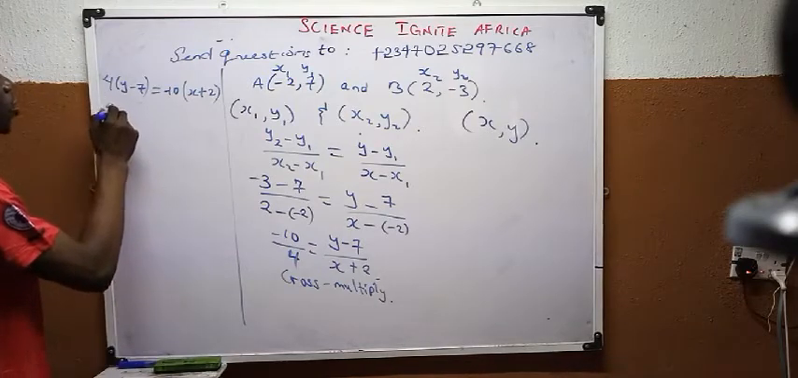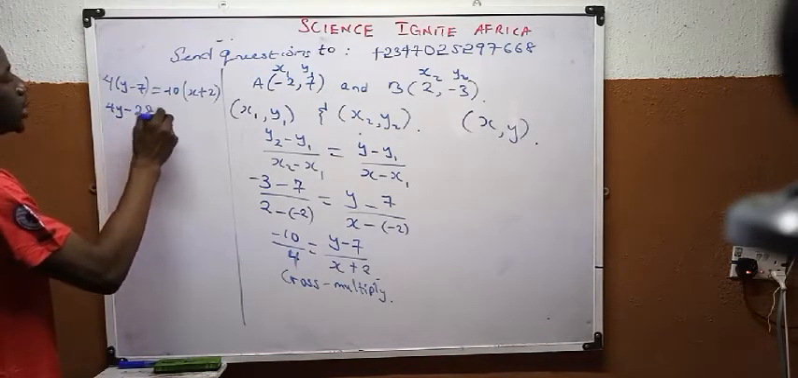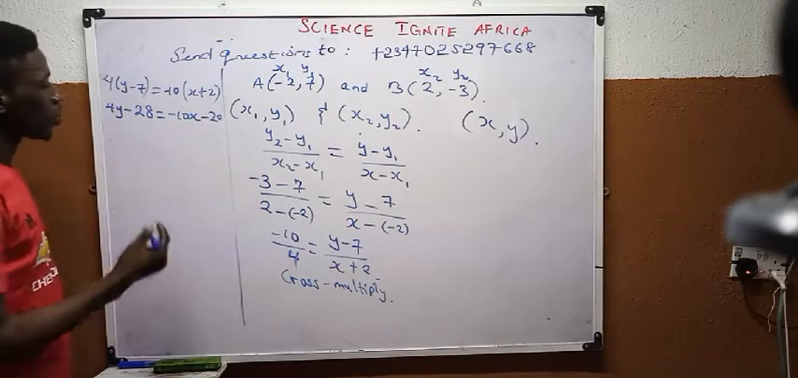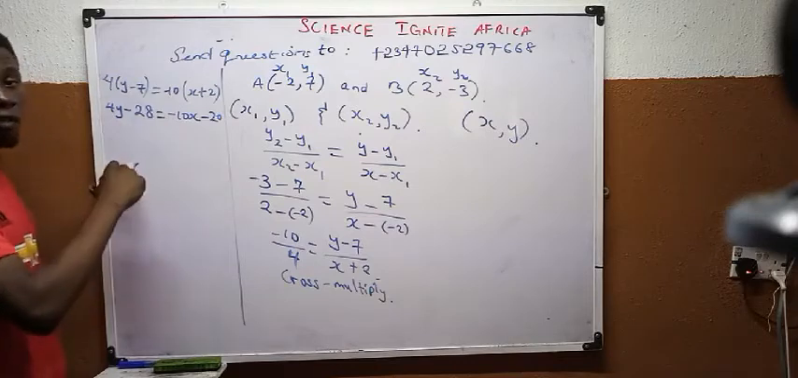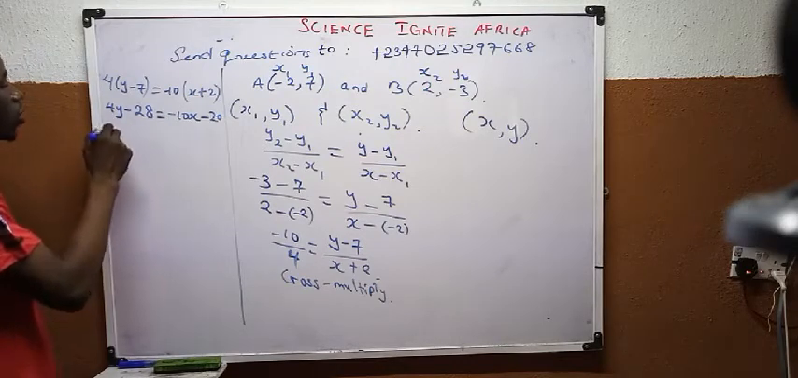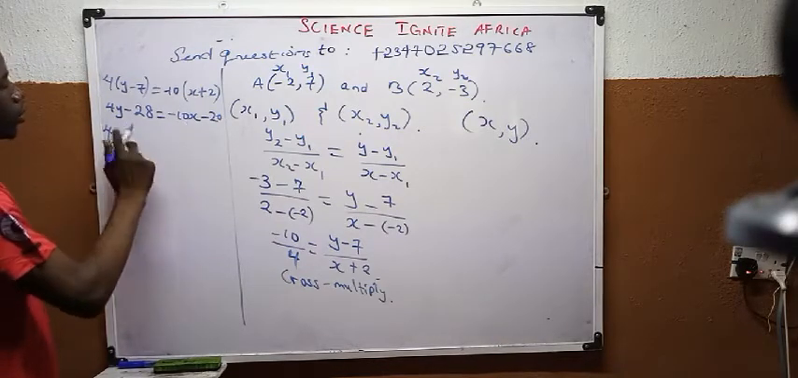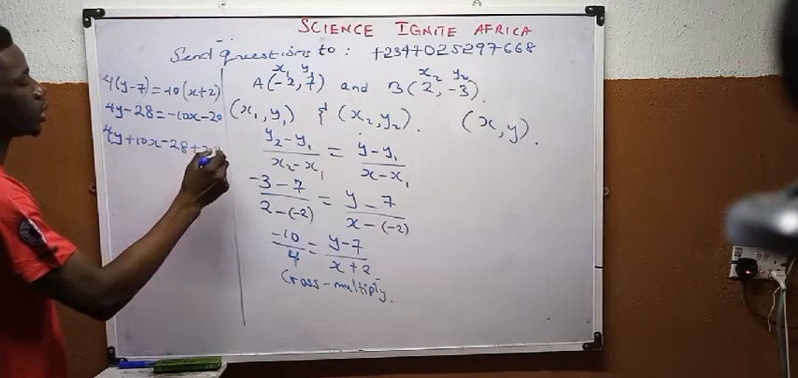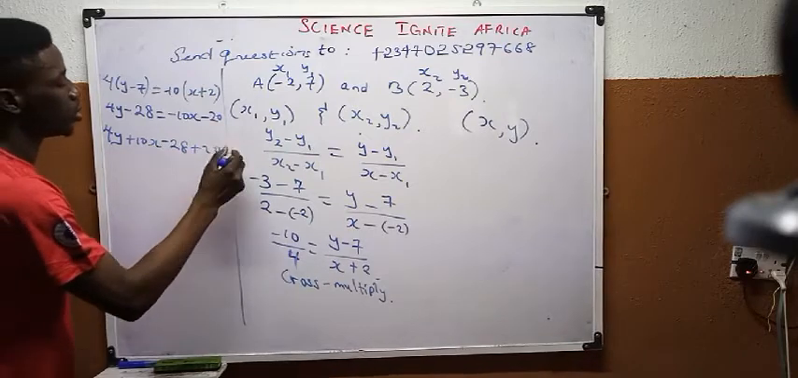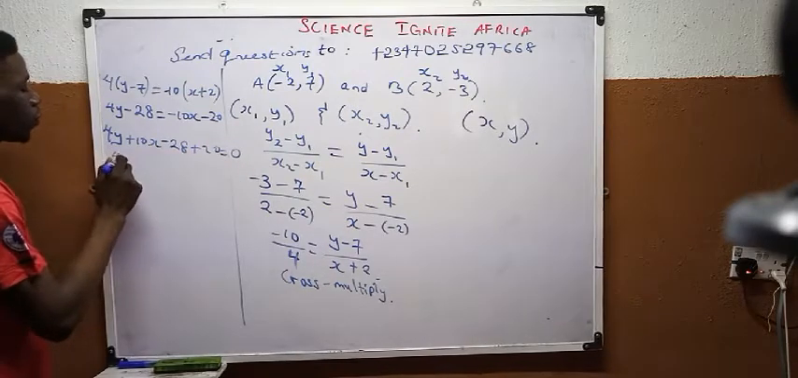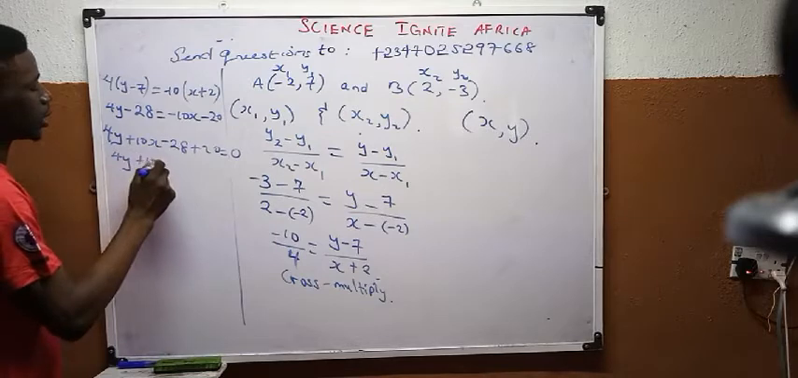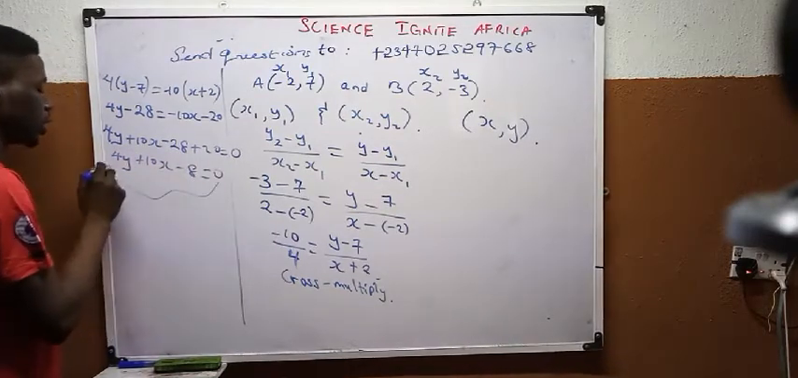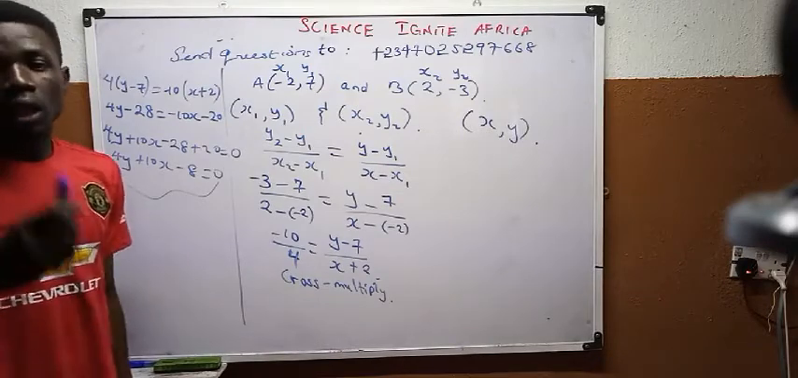So open this bracket, you have 4y minus 28 equals minus 10x and minus 20. So what do we have here? So let's just move everything to the left hand side here. So we have 4y plus 10x then minus 28 plus 20 equals 0. So we have 4y plus 10x minus 28 plus 20, that will be minus 8 equals 0. And this gives the equation of that line.